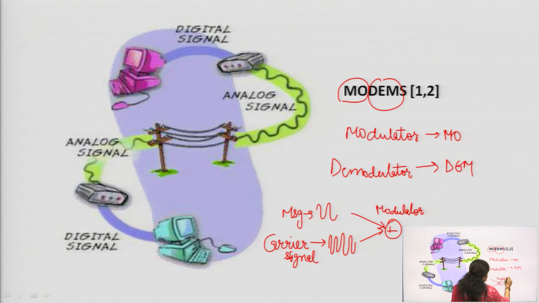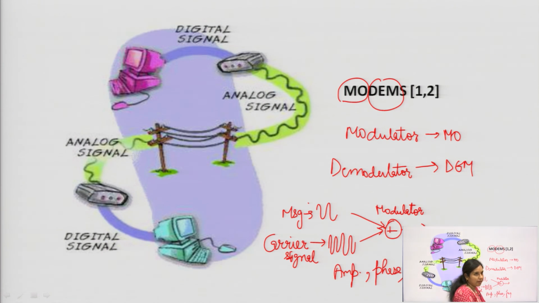What is the output of this modulator? The characteristics of the carrier signal will be changed proportional to the amplitude of the message signal. Which characteristics of the carrier signal can be changed? The amplitude of the carrier signal, or its phase, or it may be its frequency. So, any of amplitude, phase and frequency of the carrier signal is changed proportional to the amplitude of the message signal.